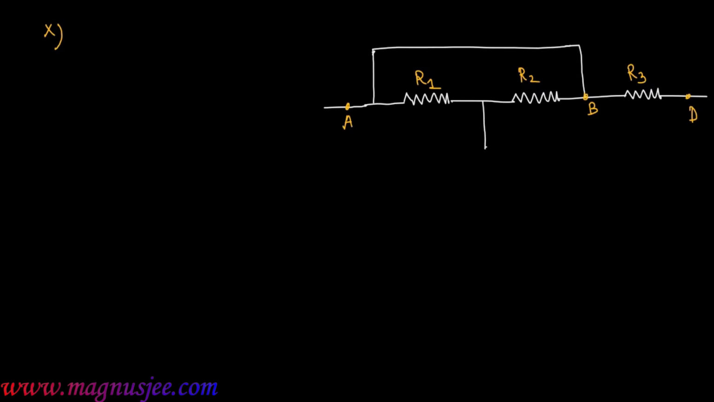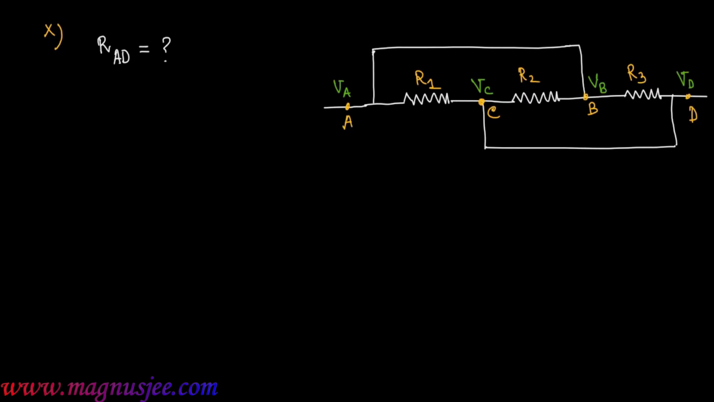Two terminals of R2 and R3 are connected to each other by a connecting wire as shown in the figure. Apparently these three resistances R1, R2, R3 are connected in series combination. But here we have to find the equivalent resistance between the two points A and D. That means R_AD equals question mark.